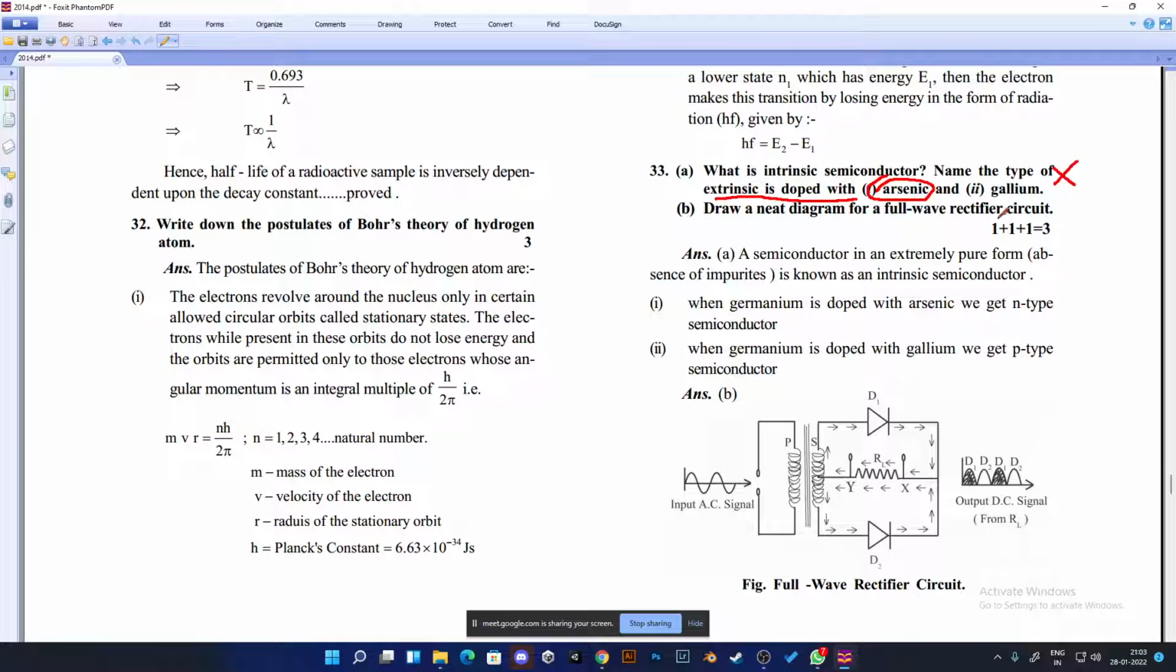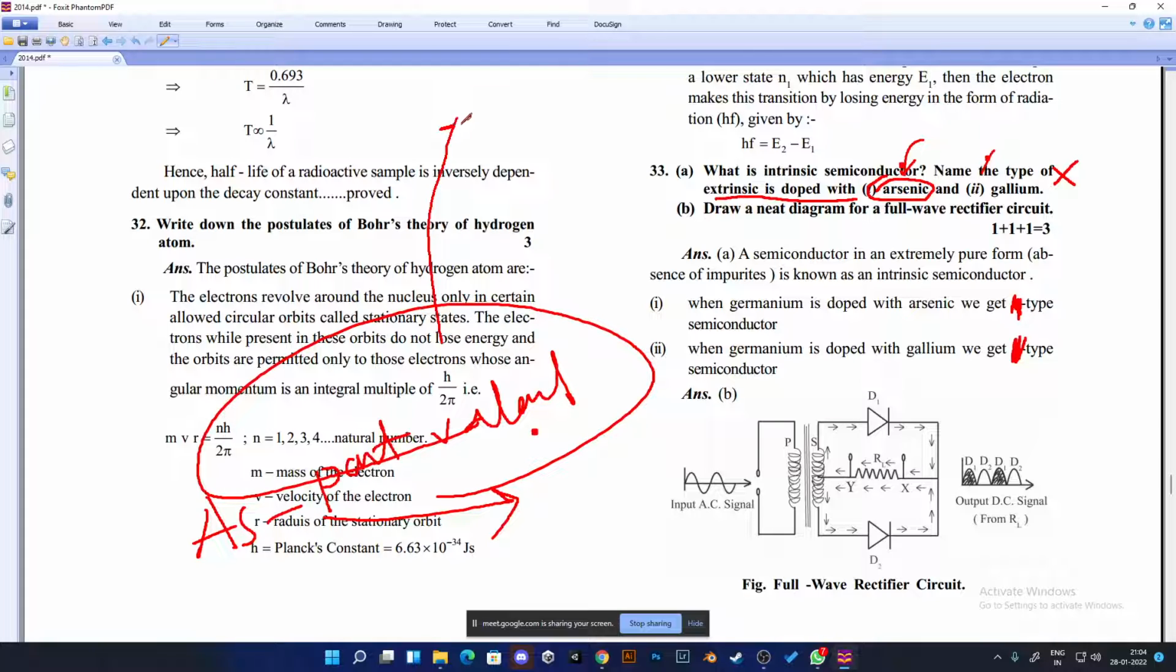Name the type of extrinsic semiconductor that we get after doping with arsenic. The question is not full here. If I add arsenic, what kind of semiconductor do we get? Tell me, guys. Trivalent or pentavalent? Arsenic is pentavalent. So what kind of semiconductor will I get? N type or P type? Don't look here. N type. Pentavalent, negative, N type. And germanium doped with gallium, what do I get? P type.